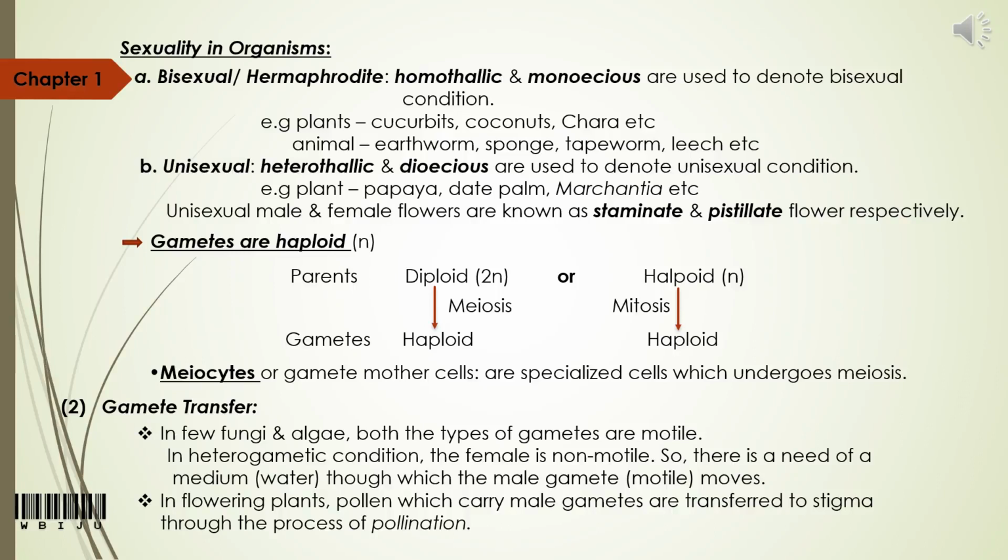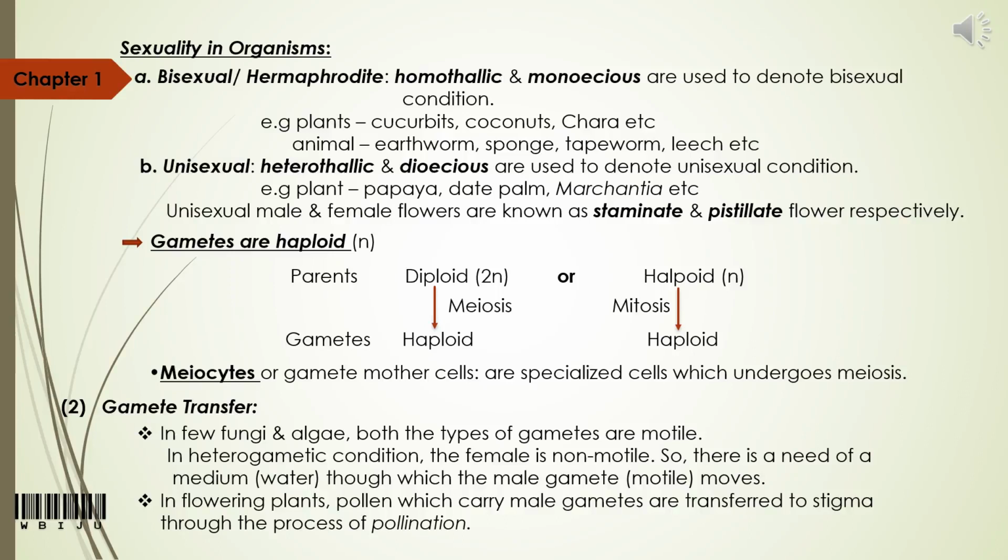And this term unisexual can also be known as what? Dioecious. And some dioecious plants are papaya, date palm, marchantia. That means papaya, date palm, marchantia, they are unisexual plants. And in unisexual plant, the male flower is known as staminate and female flower is known as pistillate.